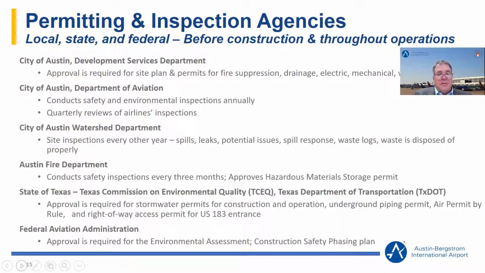Also, the TCEQ, or the Texas Commission on Environmental Quality, approves the stormwater plans for construction operation, the underground piping permits, and the air quality permit by rule. And also, as mentioned earlier, the right-of-way access to 183. Additionally, the Federal Aviation Administration oversees the National Environmental Policy Act, or NEPA, approval, in this case the environmental assessment. And they also oversee making sure that the facility doesn't create any height hazards or hazards to the navigation aids that they oversee, and approve a construction and phasing plan.